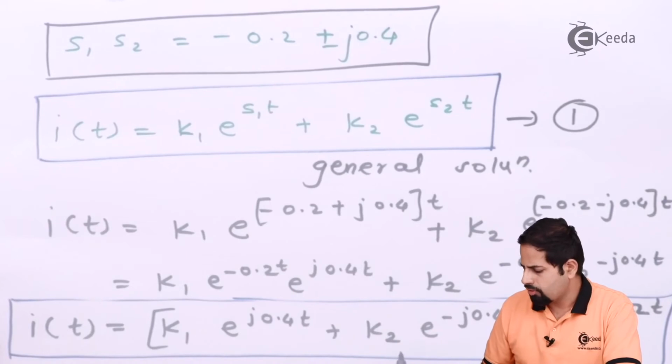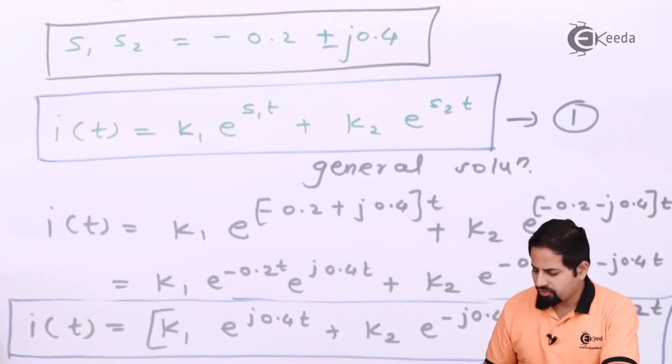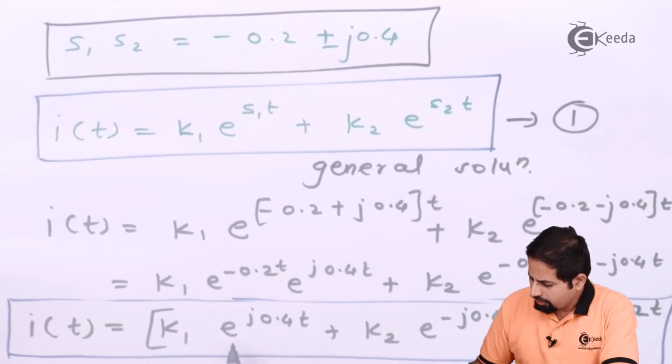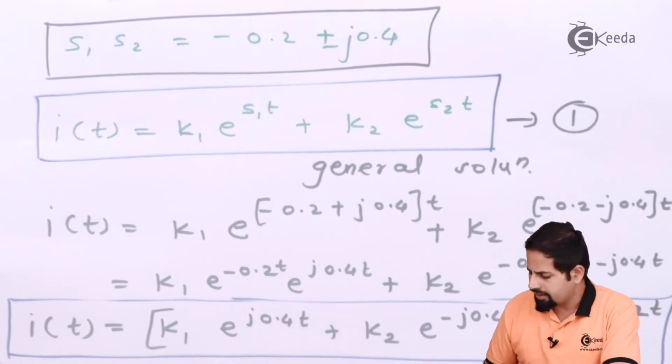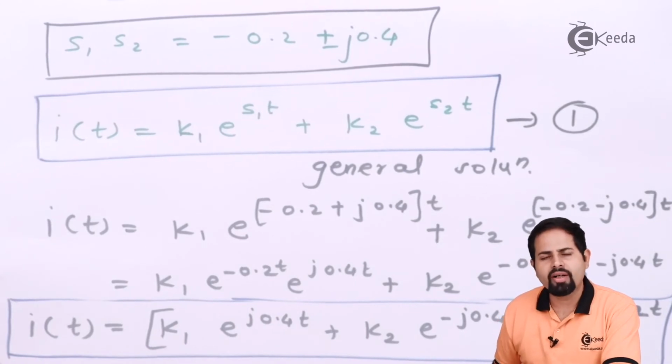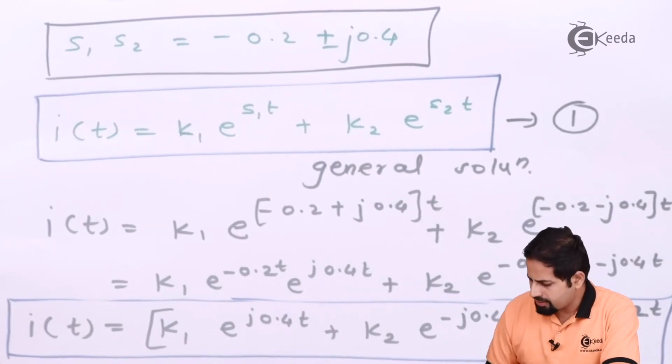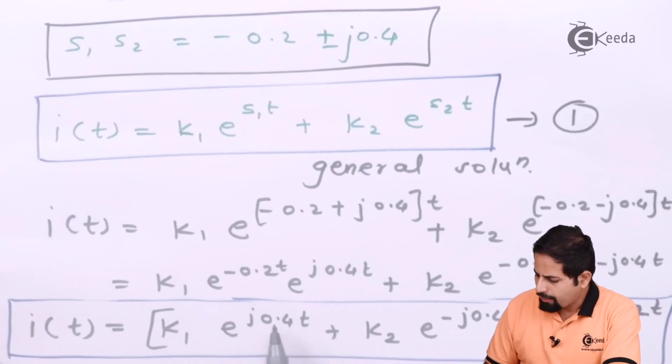This is the equation. Now we will take the derivative of this equation. Before differentiating it, we can do one thing. This is e raised to j theta form, which we can substitute as cos theta and sin theta, so that it will be easier to find the constants. So I will substitute into e raised to j 0.4 t.